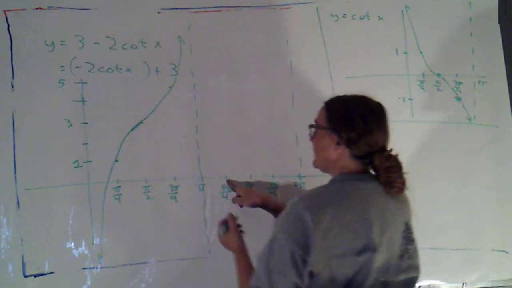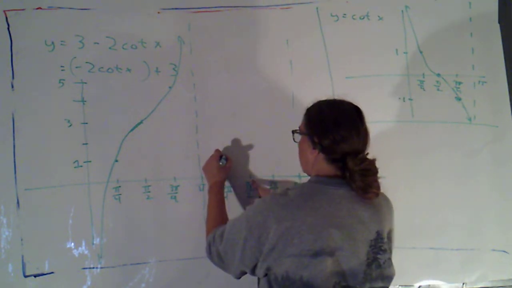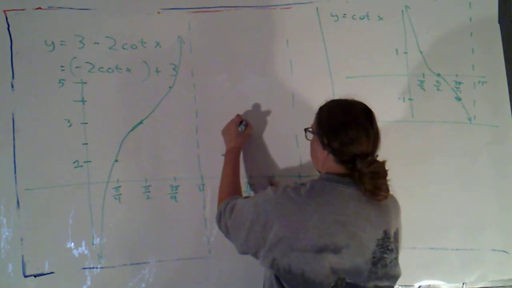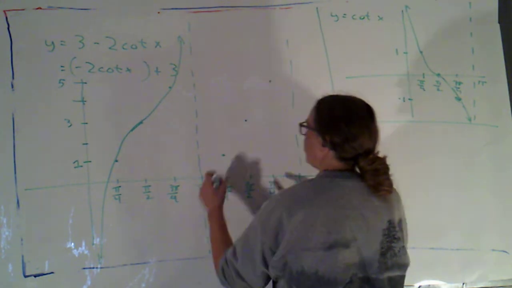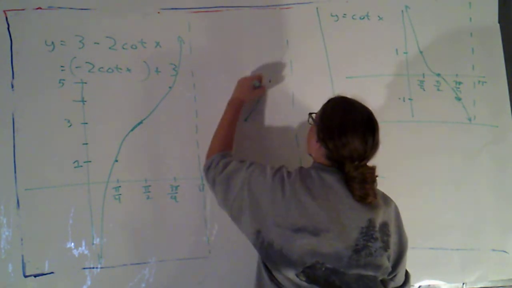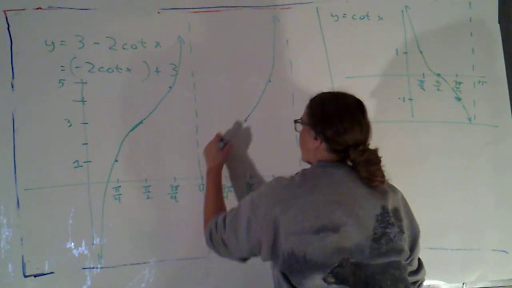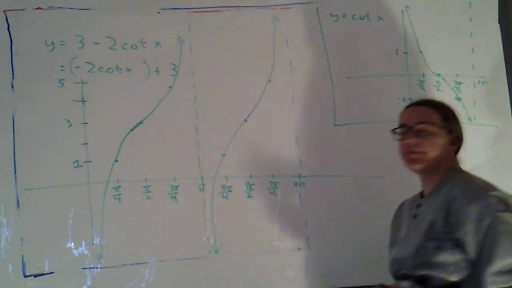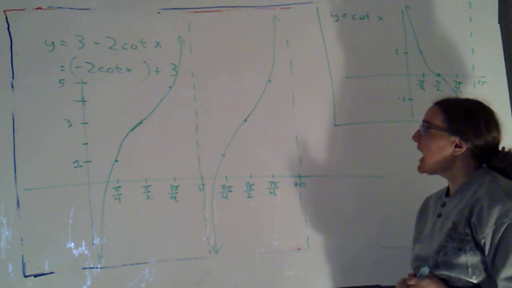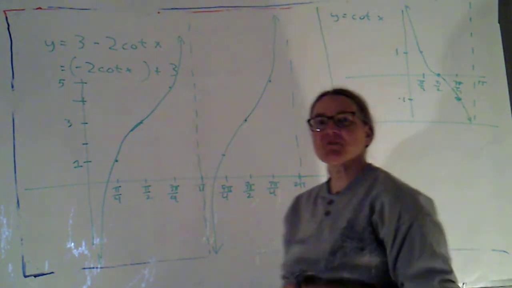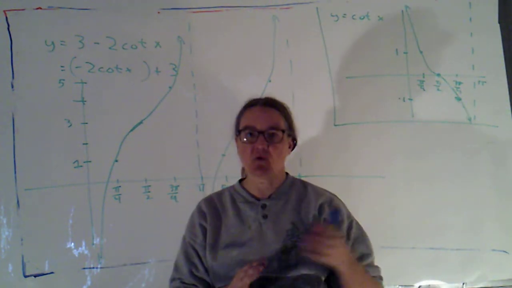Same thing's going to happen here then. We're going to go from a value of 1 here to 3 here to 5 here, and then I can play connect the dots, and there's my second period of this graph. Excellent. Okay, so next one we'll look at, we'll have some vertical and some horizontal going on.